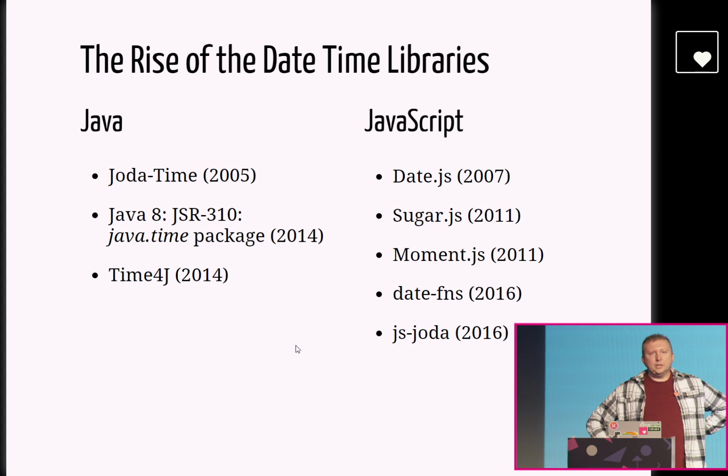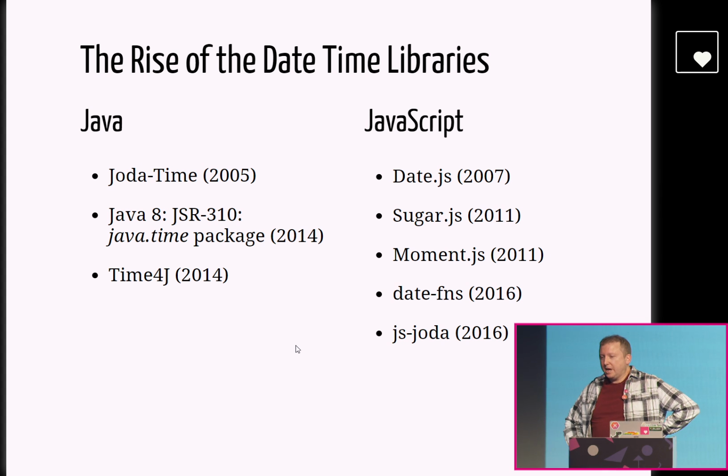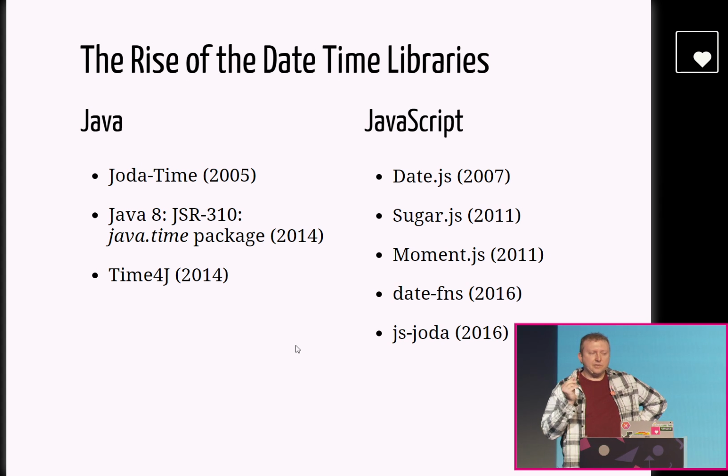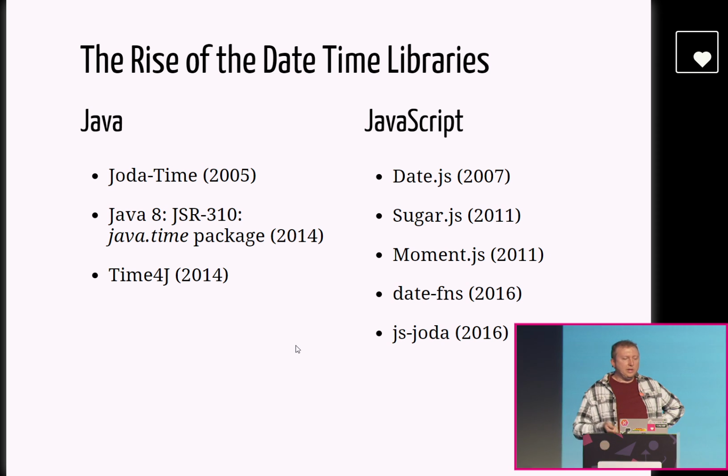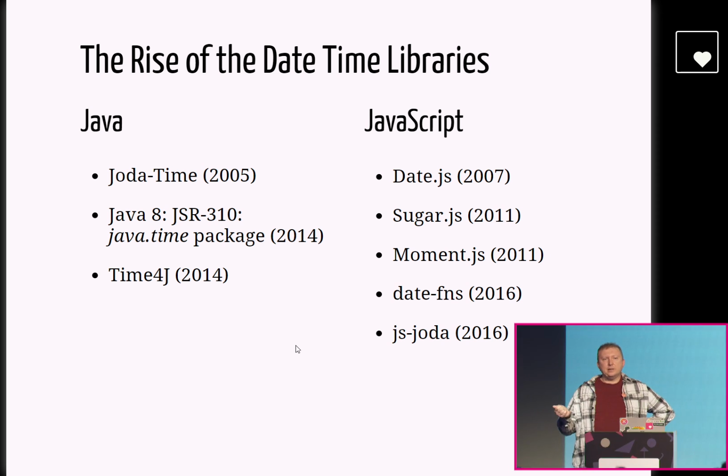There is an alternate one that is also very good called Time4J, and they take a little bit different philosophy between the two. On the JavaScript side, we also had to address this with libraries. Really early on, there was a date.js library. I don't recommend using that today just because it's in a poor state of maintainability. But Sugar and Moment came on the scene around 2011. And Sugar is still pretty good if you want to do something called natural language parsing.